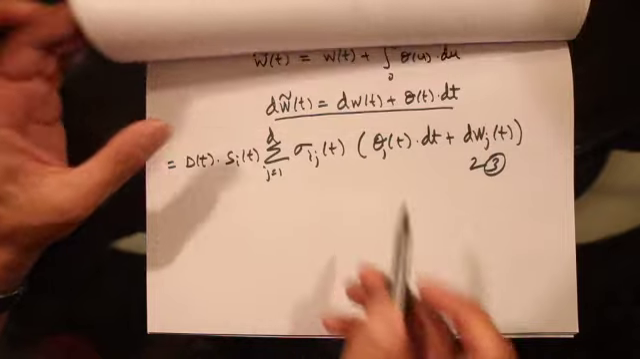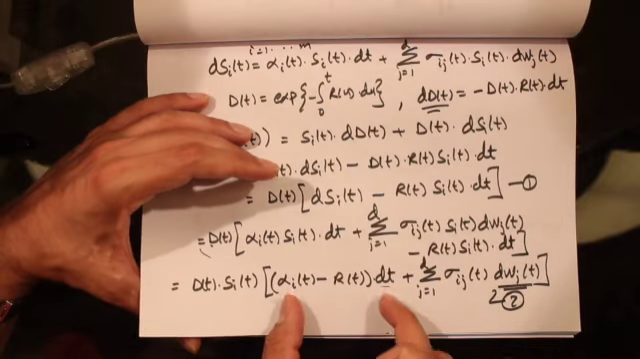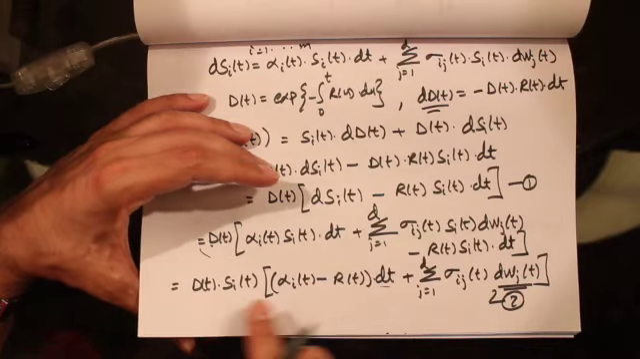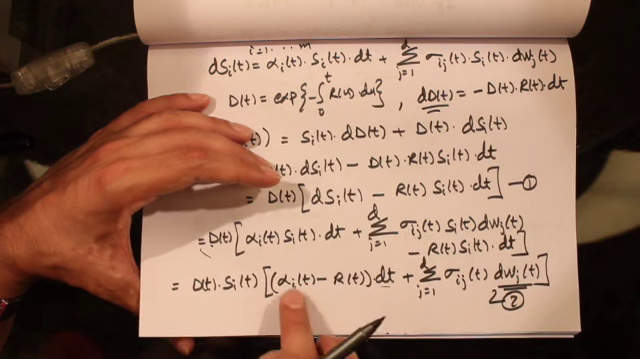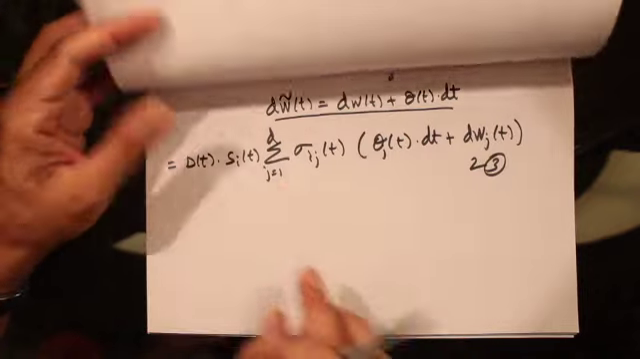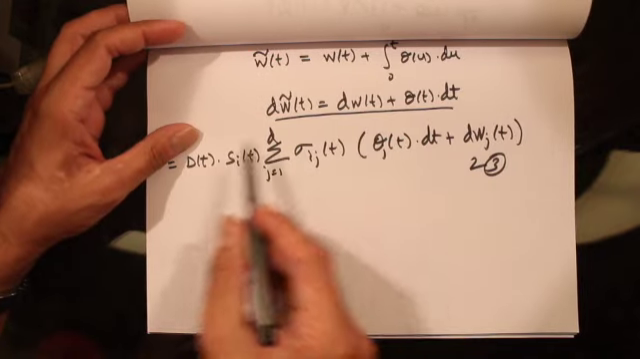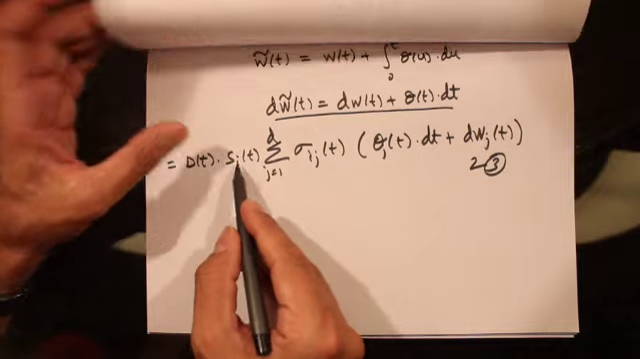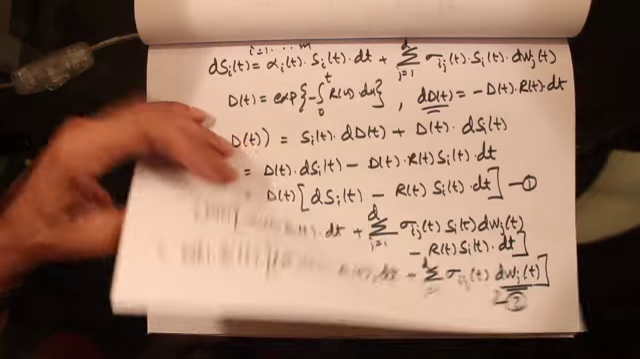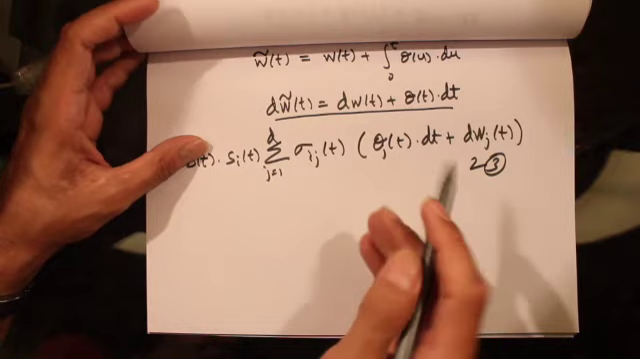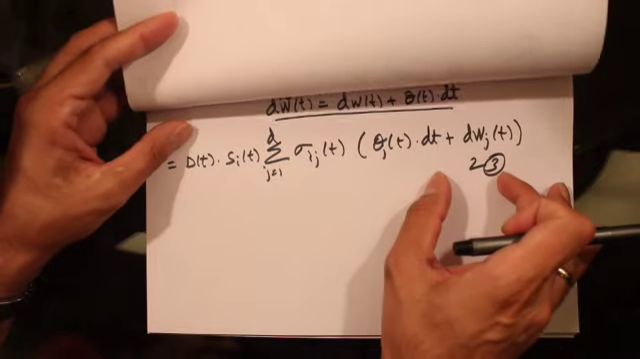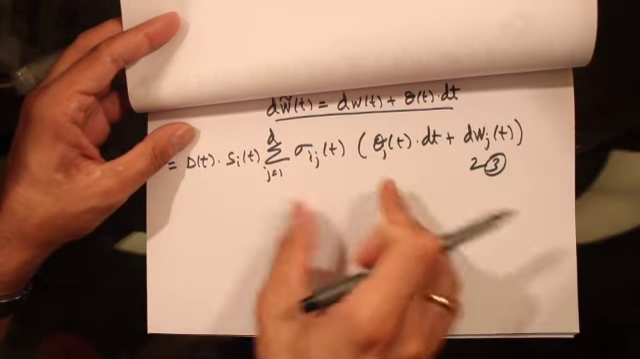Now let's focus on what we have in the dt term. Here we have dt S_i(t) multiplying alpha_i(t) minus r(t). Here the dt term has dt S_i(t), which we also have here, and then we have the summation multiplying this, right? So what we need to do, in order to make equation 2 equal to equation 3, is equate the dt term.